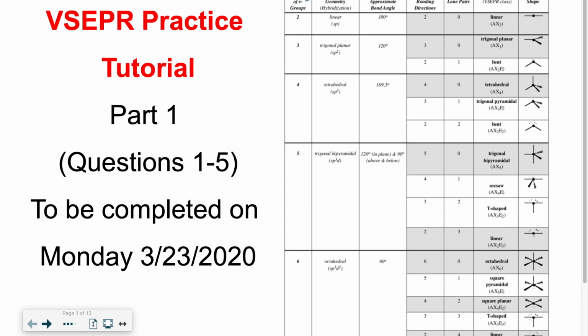This far left column is your total number of electron groups. That is equal to your number of bonding directions and your number of lone pairs added together. Here you have your bonding directions. Remember, a double bond or a triple bond still counts as a single direction. We have our lone pairs here, and when you have all of that information, you can figure out the bond angle, the electron pair geometry, which I sometimes refer to as the family name, and then the geometry name, which is also known as the molecular geometry.